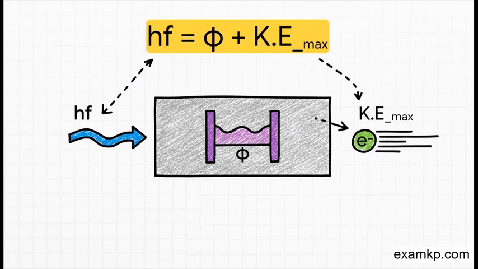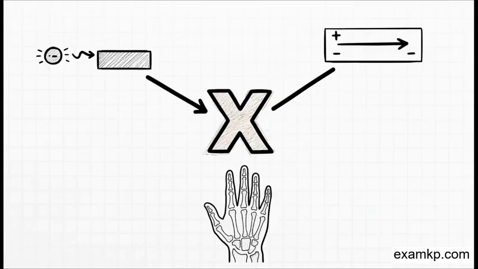It says hf equals phi0 plus KE max. Let's break it down. Think of it like a budget. hf is the total energy the light particle gives to the electron. The metal takes a fee, or a tax, to release the electron. That's the work function, phi0. Whatever energy is left over, that's the electron's moving energy. Its maximum kinetic energy. This equation is a guaranteed calculation question, so know it inside and out.